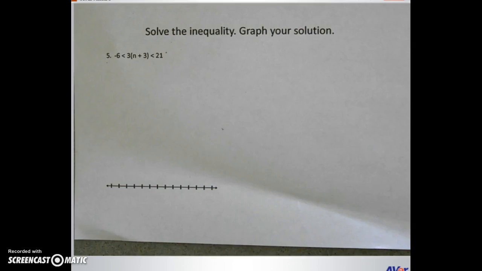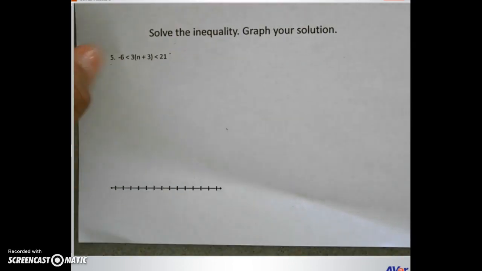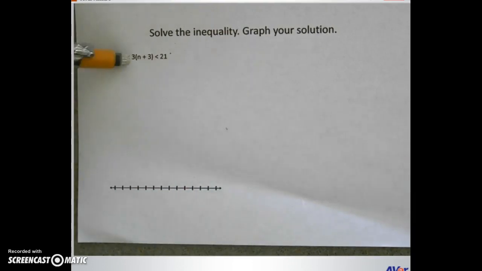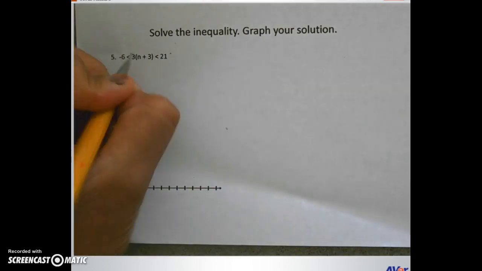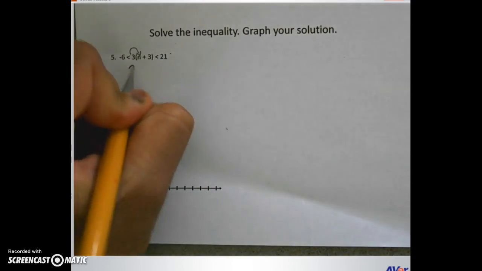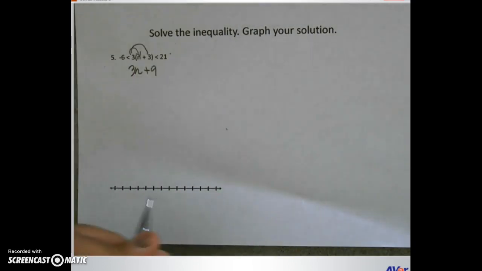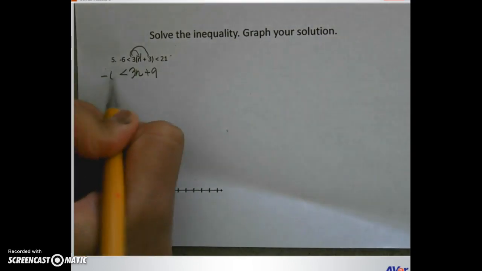Solve the inequality, graph your solution. Now, for just one moment, take your thumb or a pencil and cover the outer parts. If this was not there, what would I do first in order to solve this? If you said distribute the 3, you are correct. I'll distribute the 3 to the n and get 3n, and the 3 to the 3 and get plus 9. But I'm going to rewrite everything else.